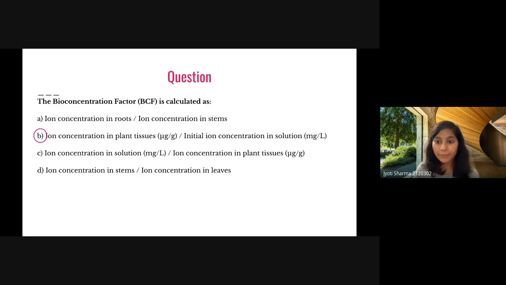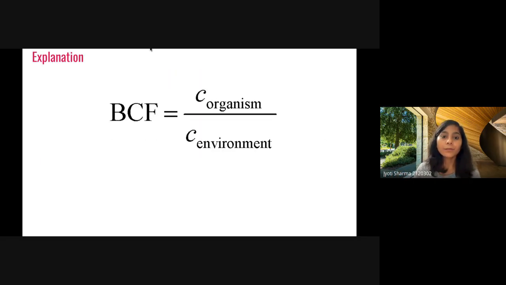So in phytoremediation, whenever we will have BCF higher, it means more of that metal ion is taken up by the plants. Okay, so this is how it is removing the metal ion from the soil. So that's why BCF should be higher for the plants that have the higher efficiency in phytoremediation. So this is the concentration in organism divided by the concentration in environment.